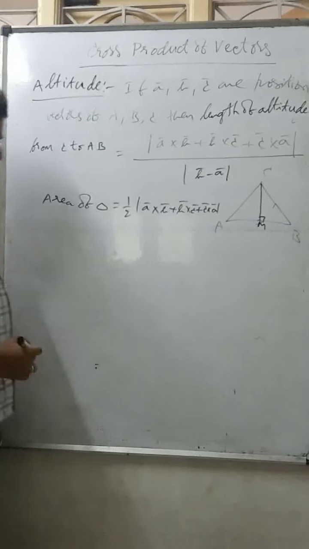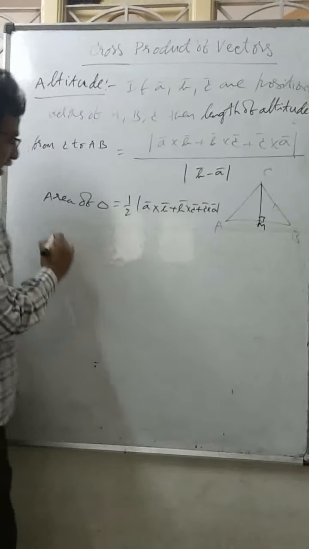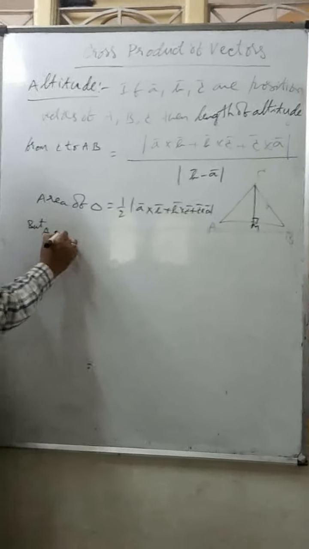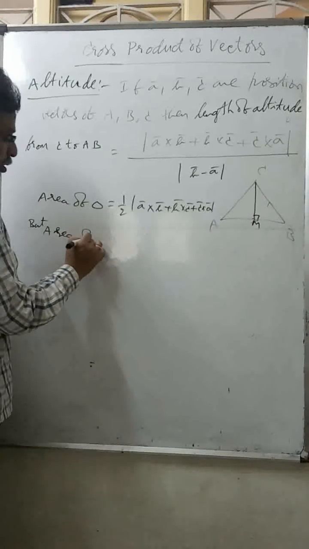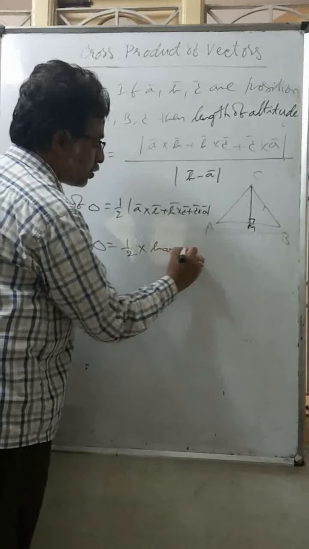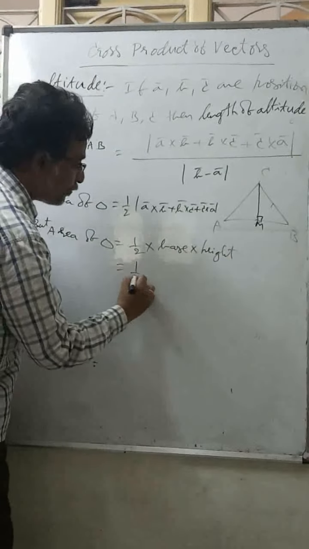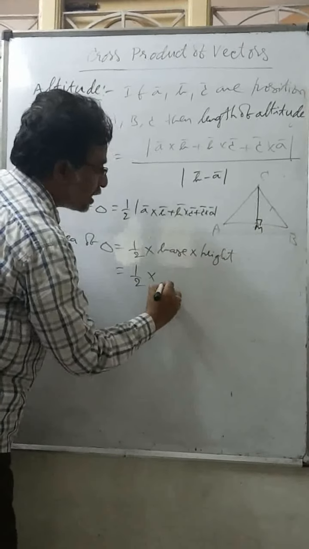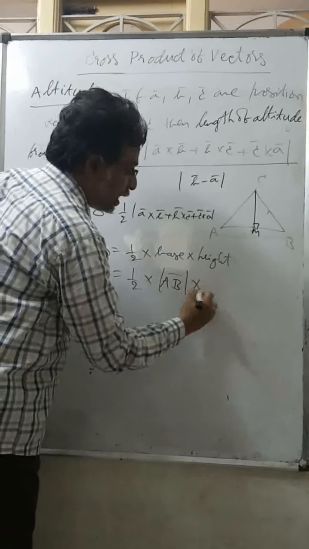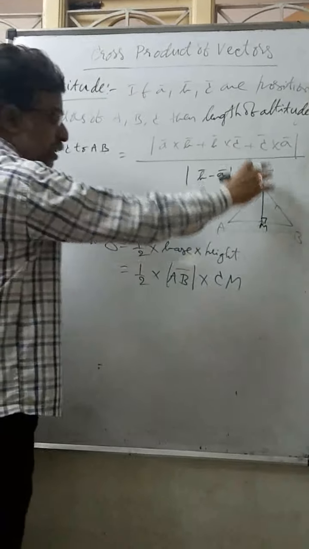This is the area of the triangle. Keep it aside. Now we know that the area of this triangle is half into base into height. So this is half into, here the base is mod AB bar, into height, which is the altitude CM. Height is mod CM.